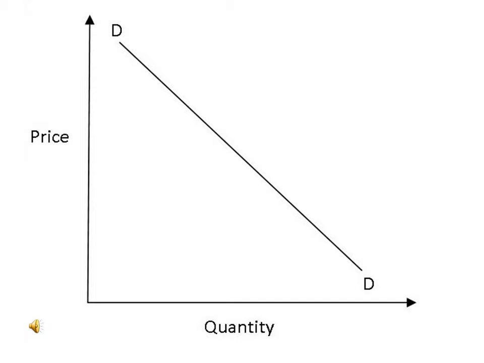Now let's look at a graph representing the law of demand. Here, quantity and price are inversely related, meaning that as price increases, quantity demanded will decrease. Or, as a good becomes more expensive, less people will want to buy it.